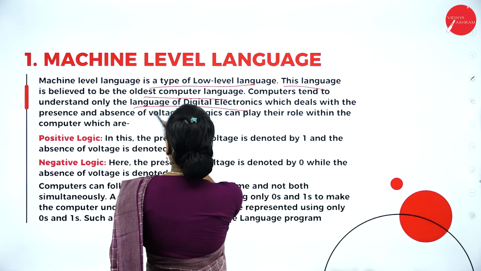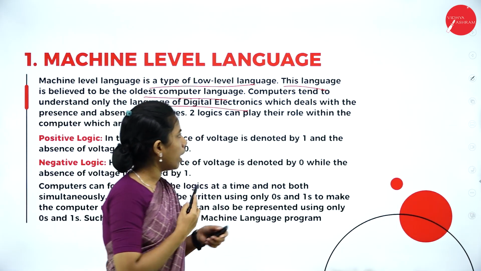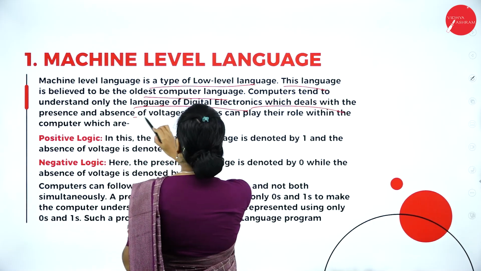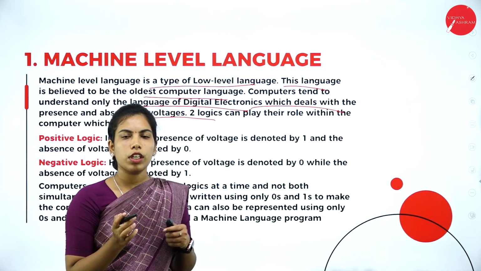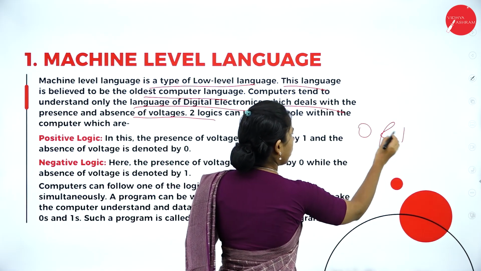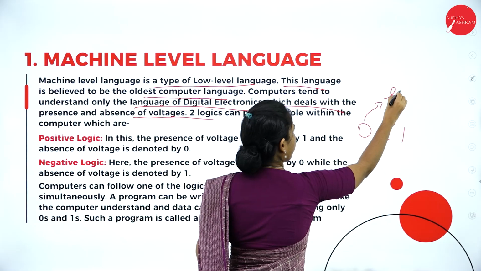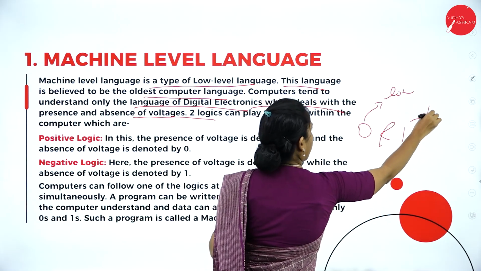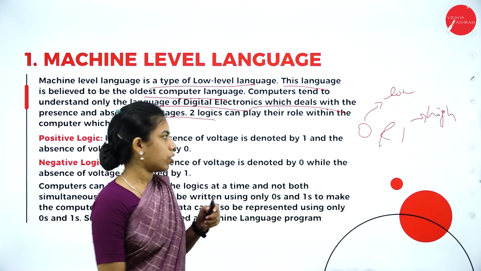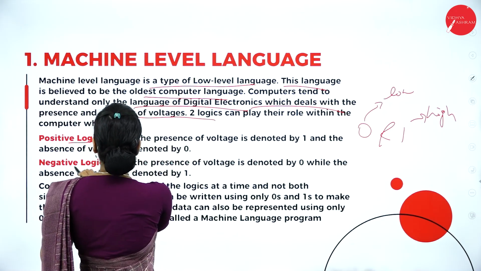It only understands the language of digital electronics. Digital electronics deals with the presence and absence of voltage. It only provides two voltages, that is 0 and 1. 0 means low and 1 means high. This is the low voltage and also the high voltage. So here you can see positive logic and negative logic.